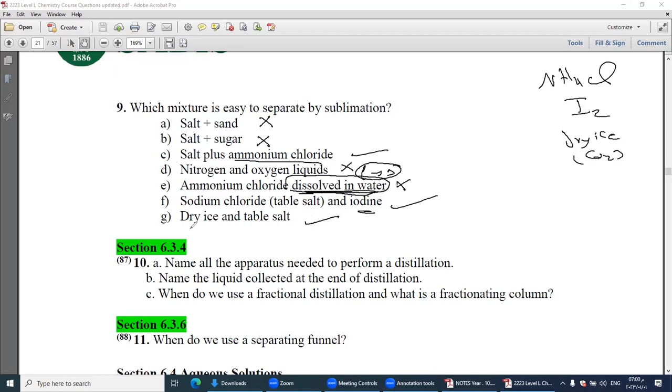Okay. So again, here salt and sand, no. Salt and sugar, no. Salt plus ammonium chloride, yes. Nitrogen and oxygen liquid, no. Ammonium chloride dissolved in water. I didn't choose this one. Why? Because it dissolves in water. But if it hadn't said dissolved in water, we would take ammonium chloride. But dissolved in water, of course no. Sodium chloride and iodine, okay. Dry ice and table salt is okay.